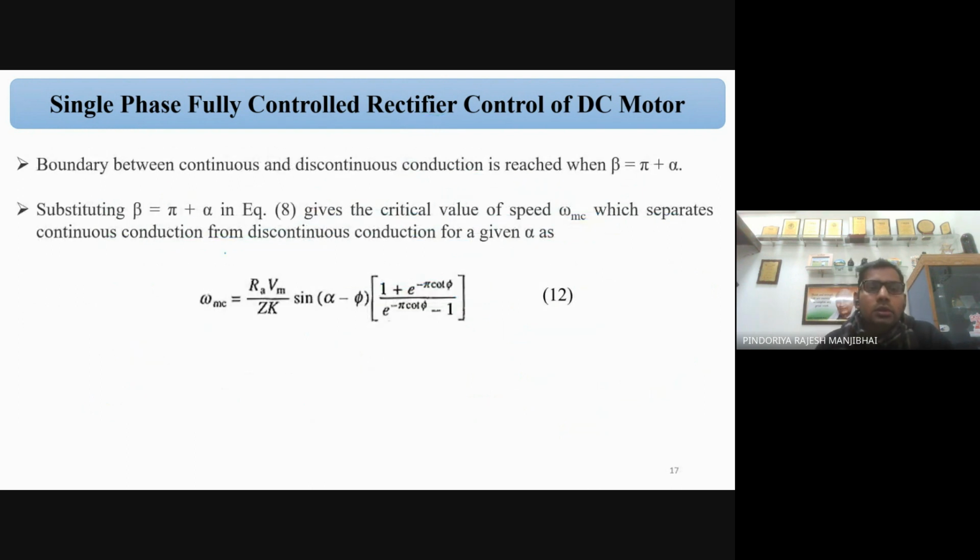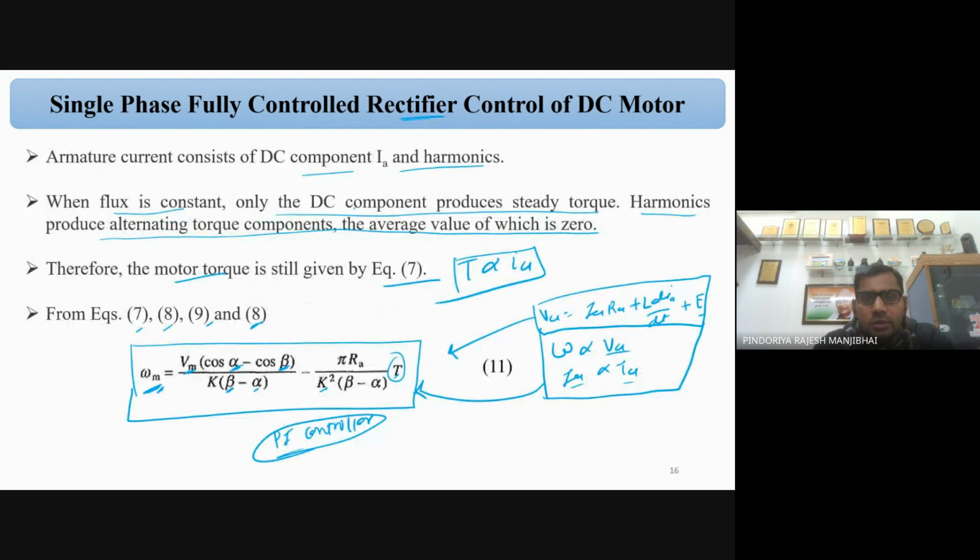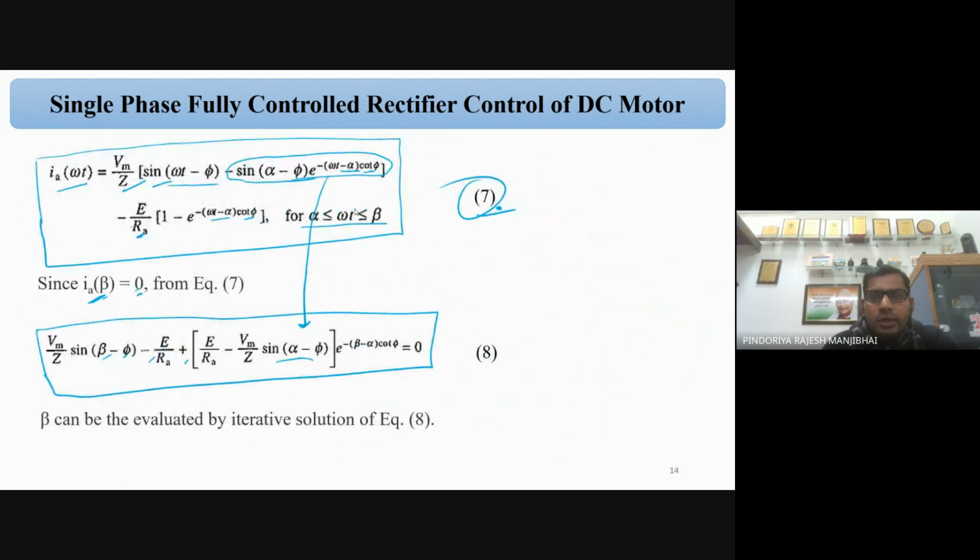The boundary between the continuous and discontinuous conduction modes is reached when beta equals alpha plus pi. So there is a boundary condition, that is beta equals pi plus alpha. Substitute beta equals pi plus alpha in equation number 8. Now we have to substitute this boundary value of beta in equation number 8. And what is equation number 8? This is equation number 8. Here we have to put the value of beta.